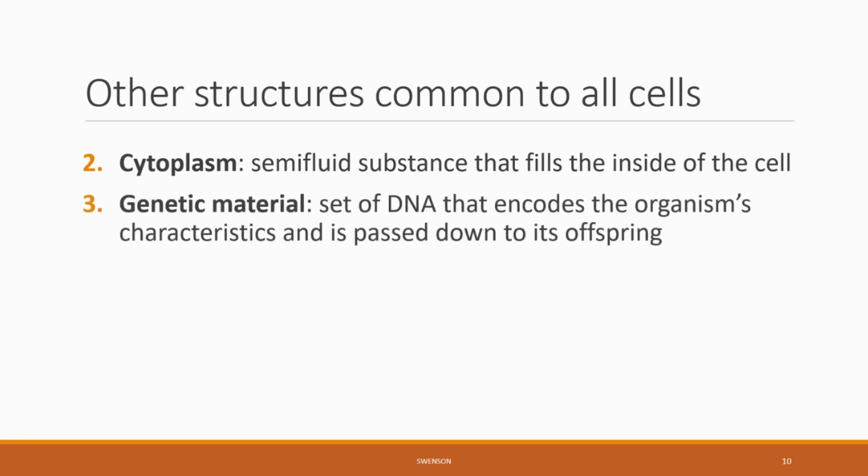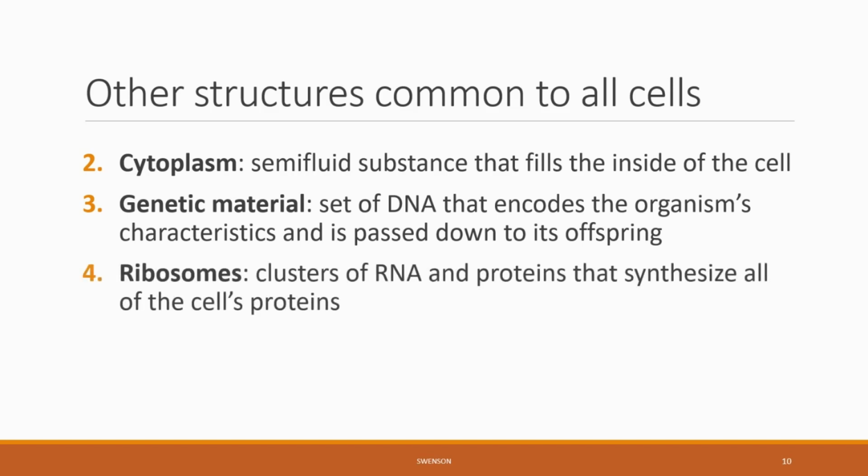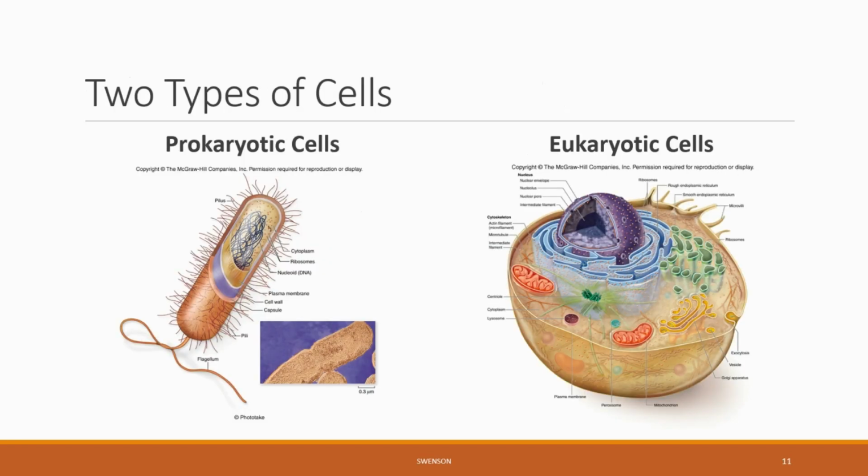There also must be genetic material, which for living organisms is a set of DNA that encodes the characteristics used and passed down to its offspring, and ribosomes, which are clusters of proteins and RNA. And these ribosomes take the information from DNA and use it to synthesize the cell's proteins.